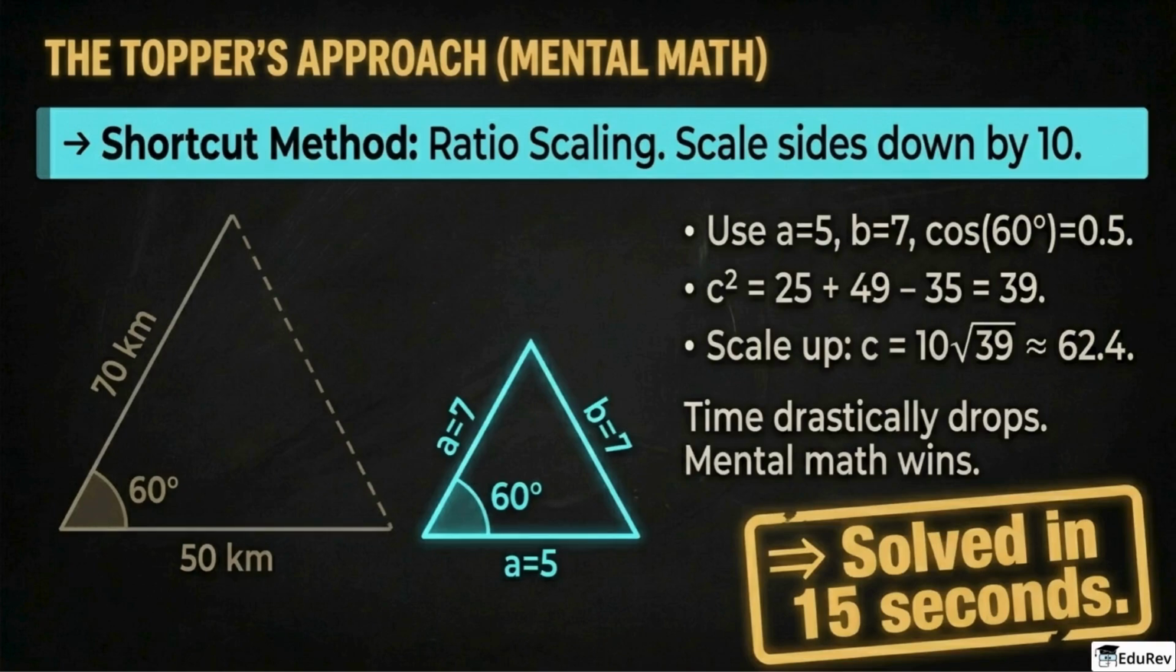The topper's approach saves a huge amount of time by using mental scaling. If everything can be scaled down by 10, then the sides become 5 and 7, and the angle remains 60 degrees. That makes the computation much lighter. C squared equals 25 plus 49 minus 35, so the side is 10 root 39, which scales back to about 62.4 kilometers. The big lesson is that mental math wins when the structure is simple enough to compress. You do not need to write everything when the ratio logic is already doing the heavy lifting.